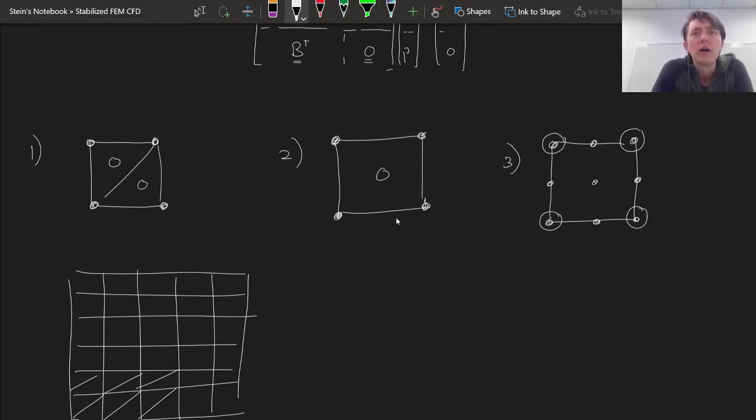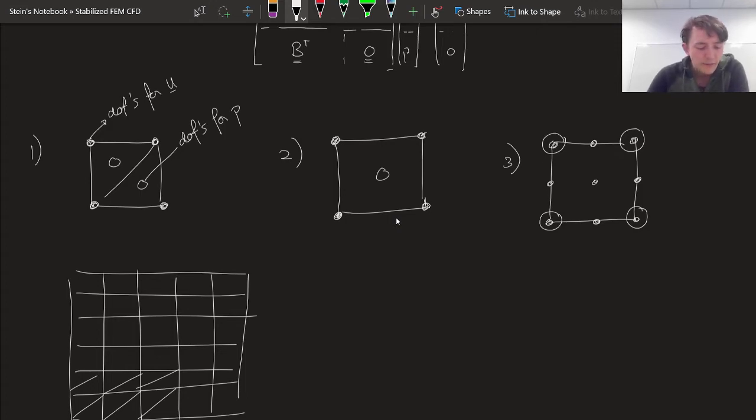Okay, so they just show the element shapes. So what do these open and closed circles mean? Well, the closed circles are going to be our degrees of freedom for the velocity, and the open circles are going to be the degrees of freedom for the pressure.